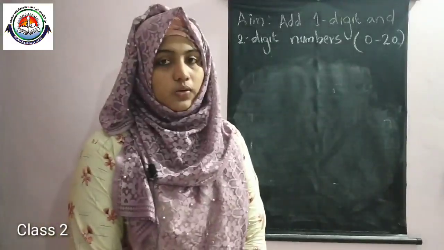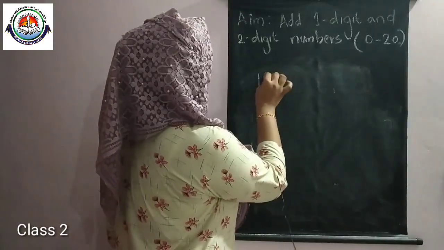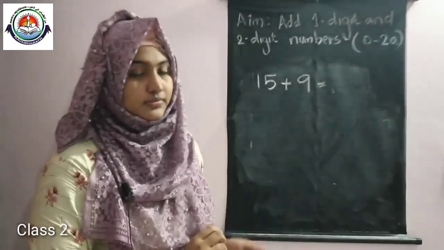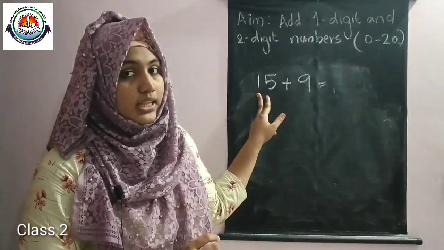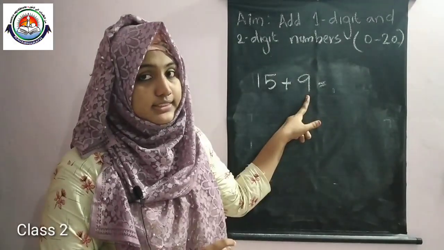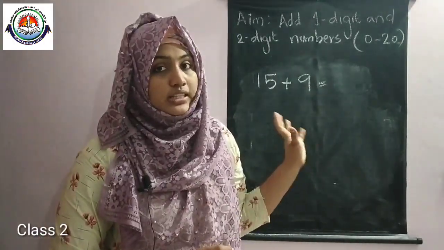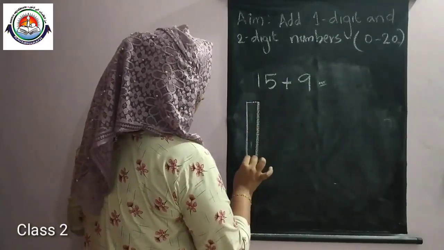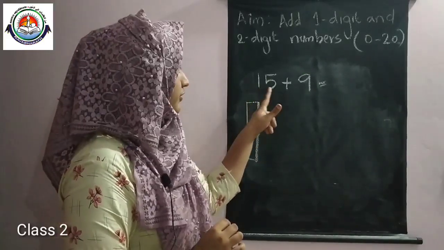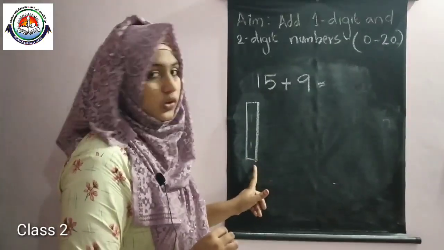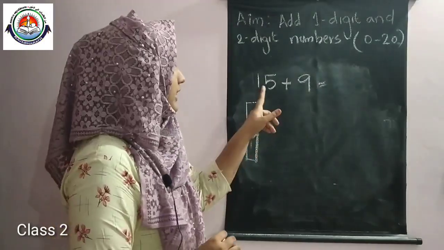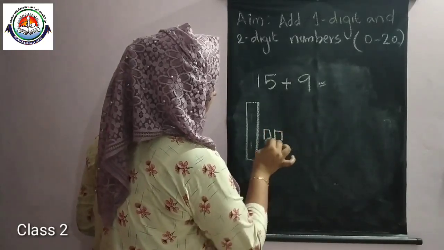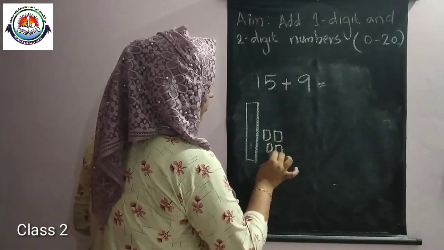Okay. Now, can you say what is 15 plus 9? 15 is a 2-digit number and here 9 is a 1-digit number. We can draw place value blocks first. So we are going to draw place value blocks like this. Here number 15, so 1 in tens place. So 1 rectangle shape. Then 5 in ones place. So we can draw number 5 like this. 1, 2, 3, 4, 5.